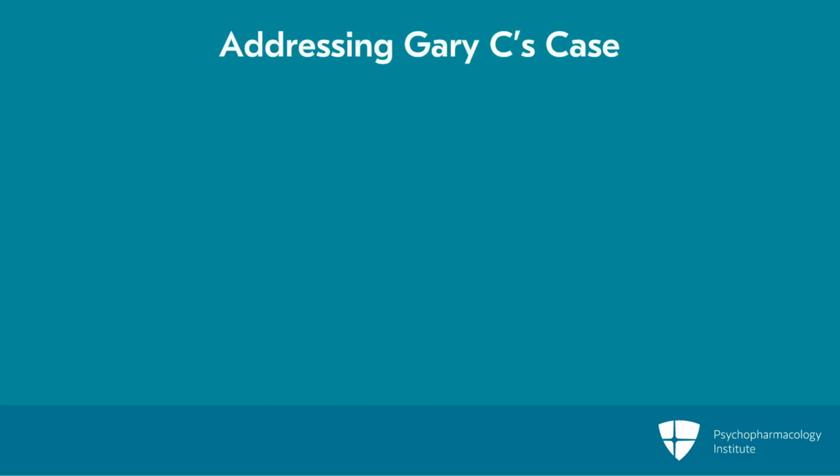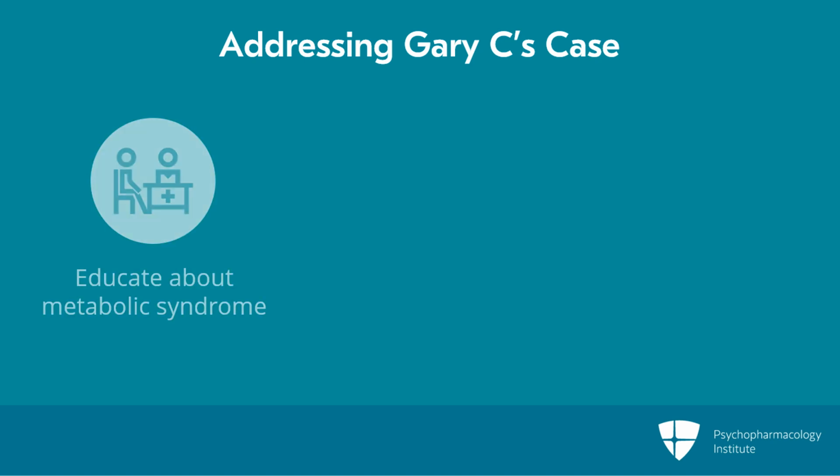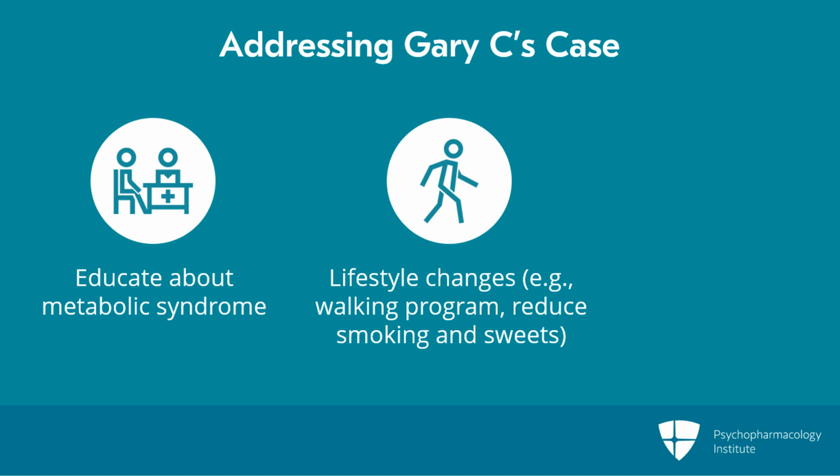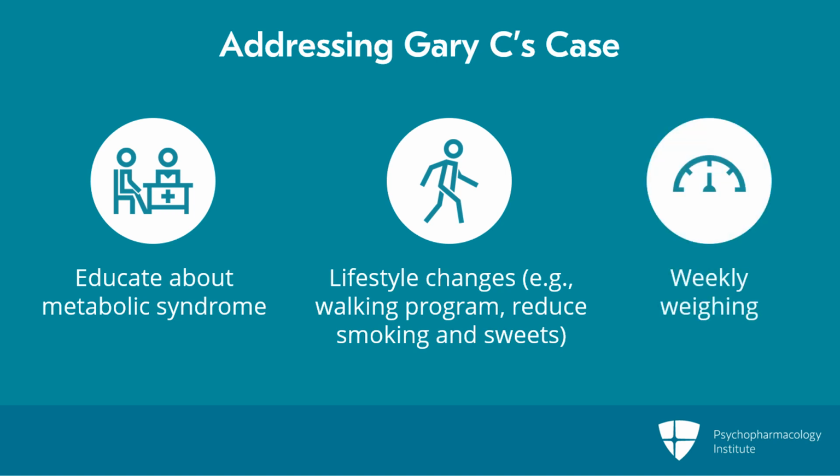So Gary C. does not want to stop taking olanzapine, and you support that decision. So what kind of intervention would be advised? First, education. Gary C. needs to be educated about the metabolic syndrome. Second, gradual, sustainable changes in lifestyle will need to be made. And for Gary C., what I thought would be good was a walking program for him, to cut down on smoking and to cut down on sweets. And then the third element would be weekly weights for him to take his own weight and record that and bring that to his next visit.